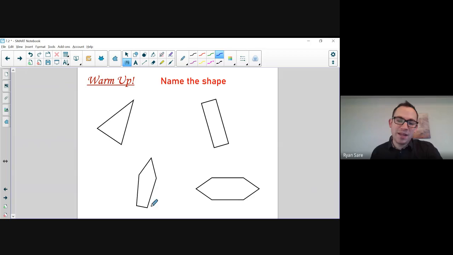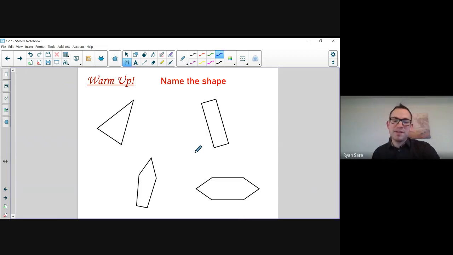Now we have a shape where not all the sides are the same length. Looks like there are 5 sides, 5 angles. The angles are all different. These angles are bigger than this angle. This angle right here is much bigger than this one. 5 sides. This is a polygon.